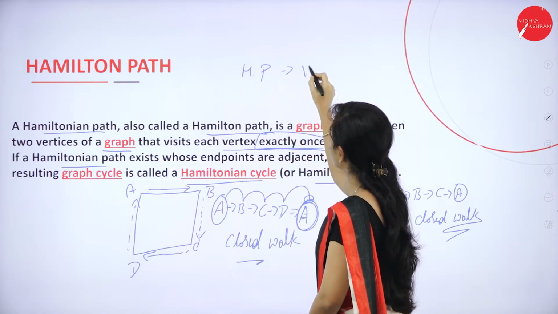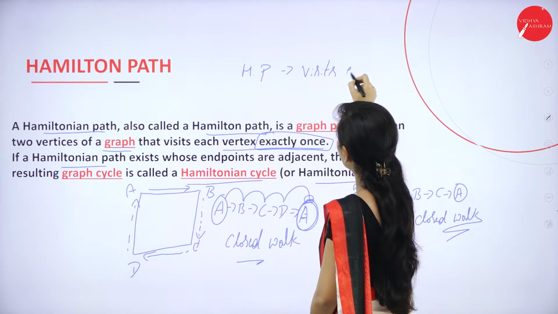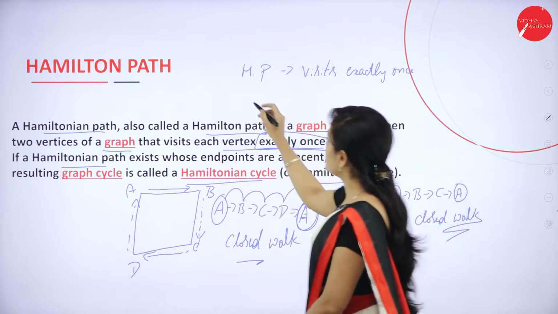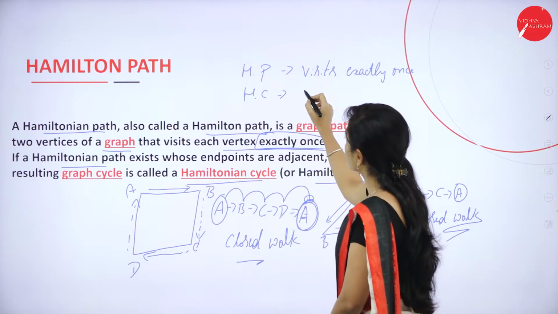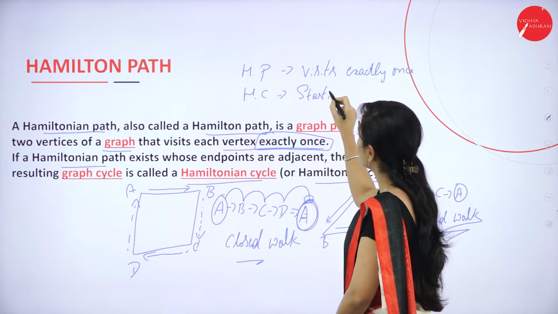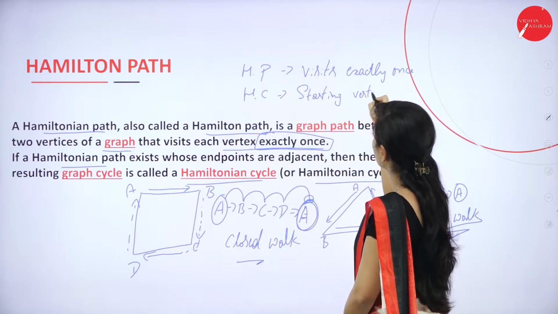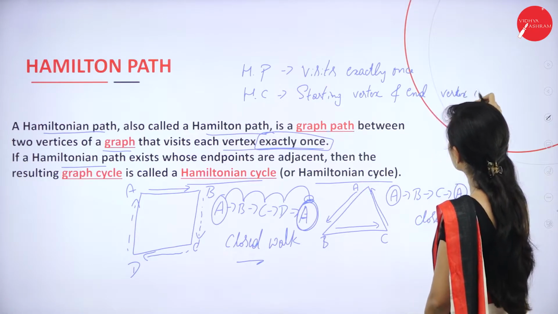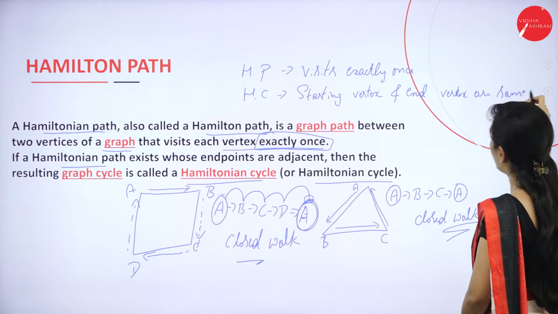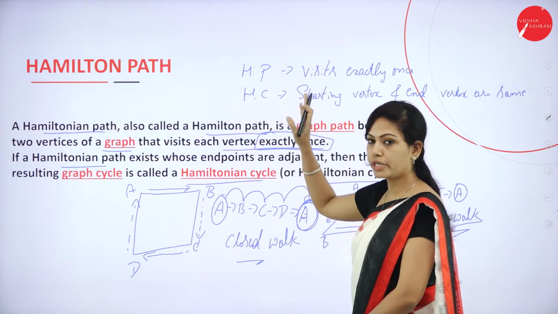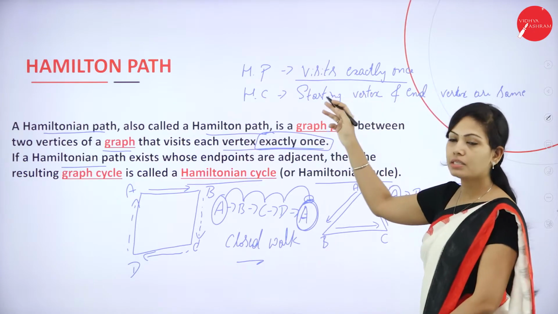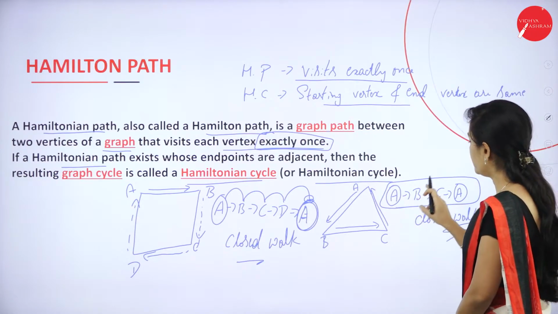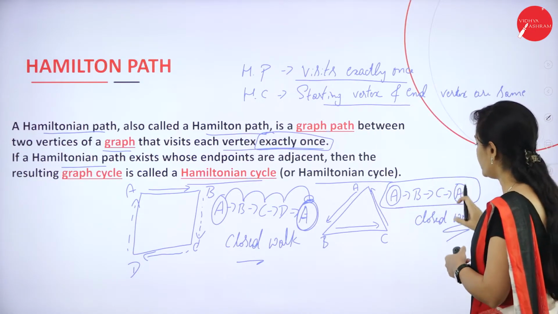Hamilton path means visiting each vertex exactly once. And Hamilton circuit means the starting vertex and ending vertex are the same. Don't get confused. This is a Hamilton path and this is a Hamilton circuit. So this is an example for a Hamilton circuit: A to B, B to C, again C to A. Starting and ending point should be the same.